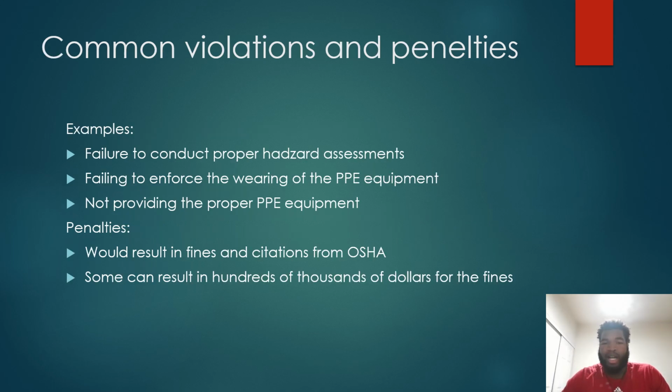In OSHA, there are common violations and penalties, and I'm going to share a few with you. For examples of the common violations, there could be failure to conduct proper hazard assessments. There could be a failure to enforce the wearing of the personal protective equipment. There could be violations of not providing the proper personal protective equipment. And some of the penalties of this would result in fines and citations from OSHA.